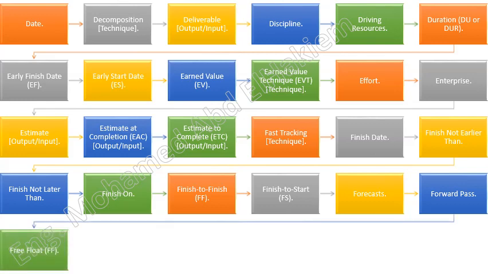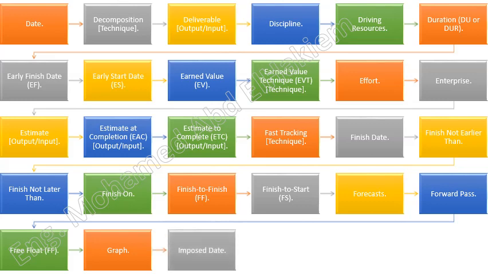Free float, FF. The amount of time that a schedule activity can be delayed without delaying the early start of any immediately following schedule activities. Graph. A visual graphical display using lines and shapes to represent data values, such as project status or forecast information. Imposed date. A fixed date imposed on a schedule activity or schedule milestone, usually in the form of a start no earlier than and finish no later than date.